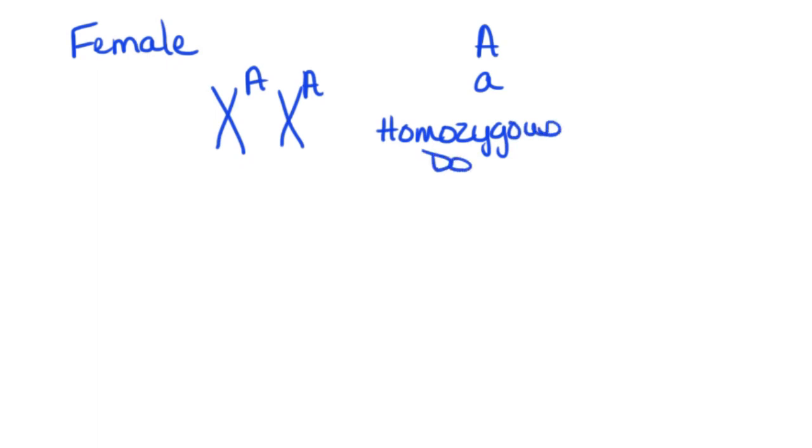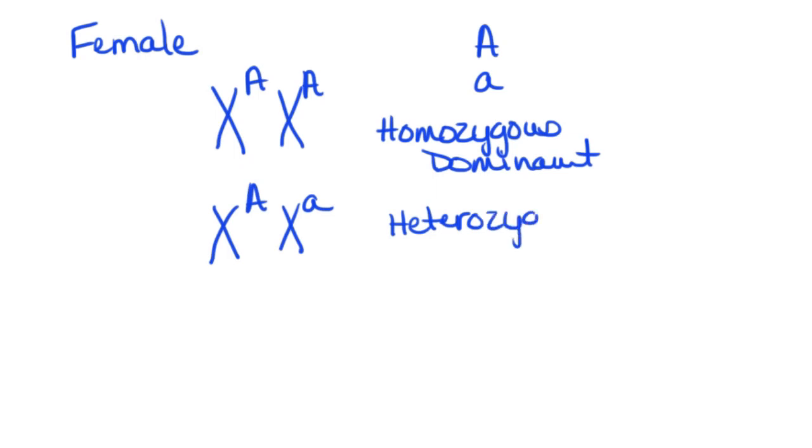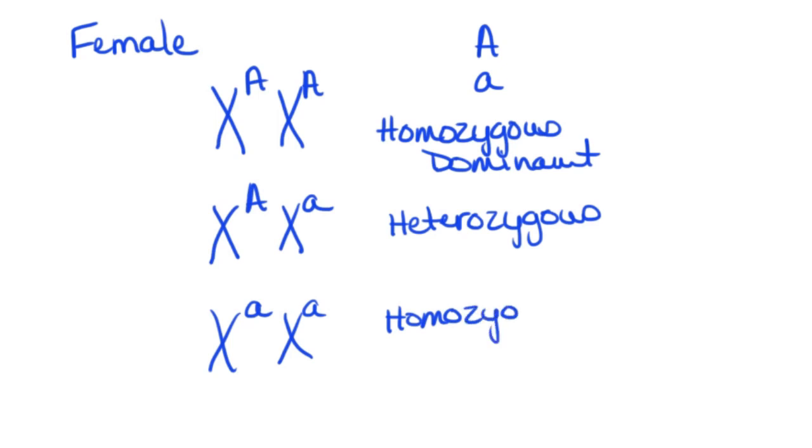because she has 2 copies of the dominant allele, and she would then have the big A phenotype, whatever that happened to be. It is also possible to have a female that is heterozygous, so she gets 1 copy of each, and if the big A is dominant, then she would look like big A. And then it's also possible for her to have the lowercase version, in which case she would have 2 copies of it, she would be homozygous recessive.